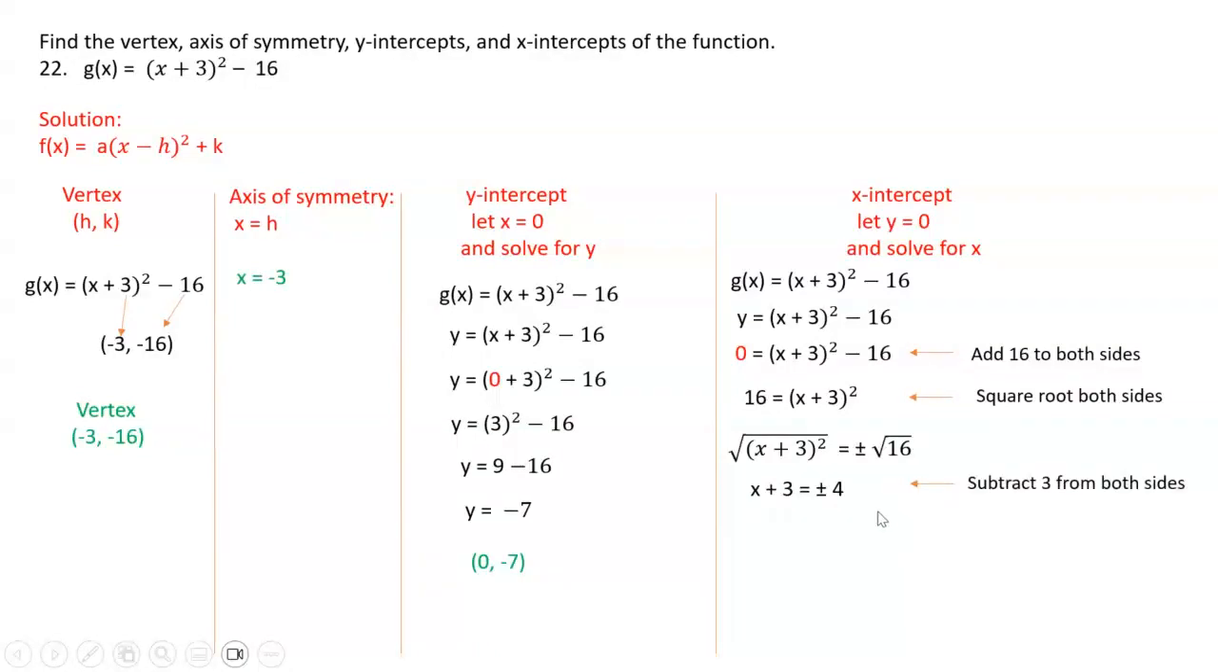Then we subtract 3 from both sides. So it's going to give us x equals negative 3 plus or minus 4. So x equals negative 3 plus 4, and x equals negative 3 minus 4. That will give us x equals 1, and x equals negative 7. So those are my x-intercepts. And if you want them in ordered pairs, it's going to give us (negative 7, 0) and (1, 0).